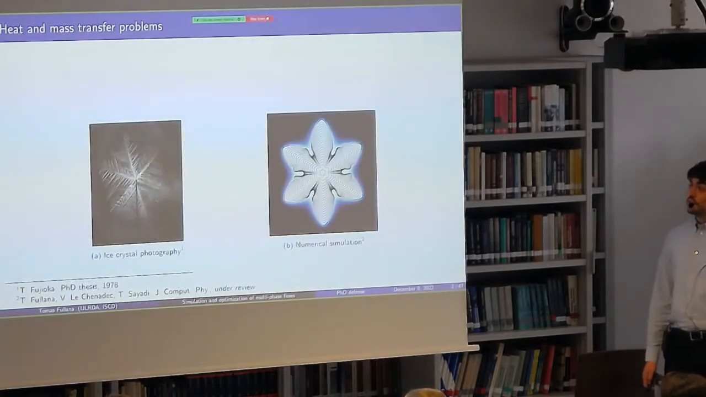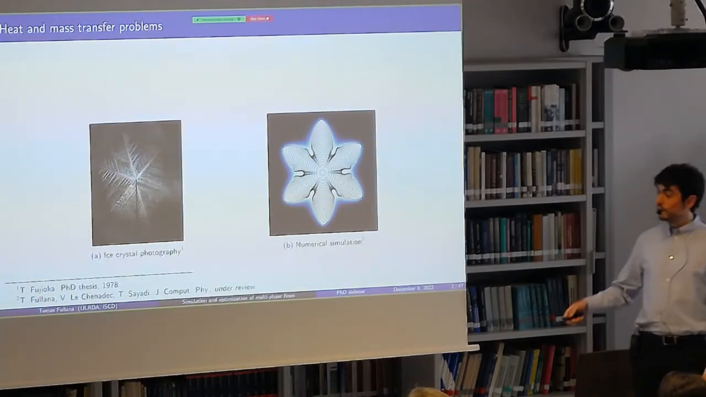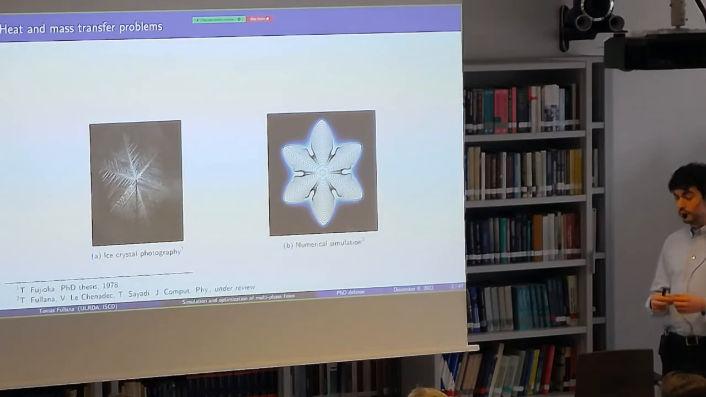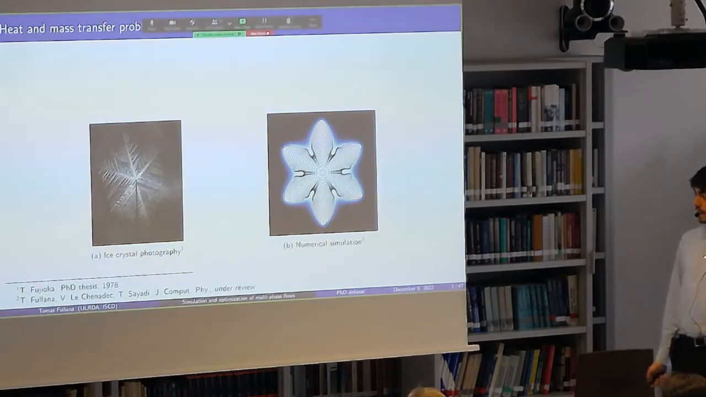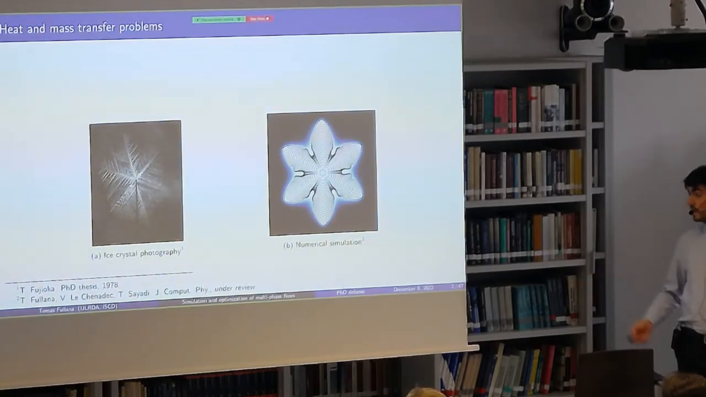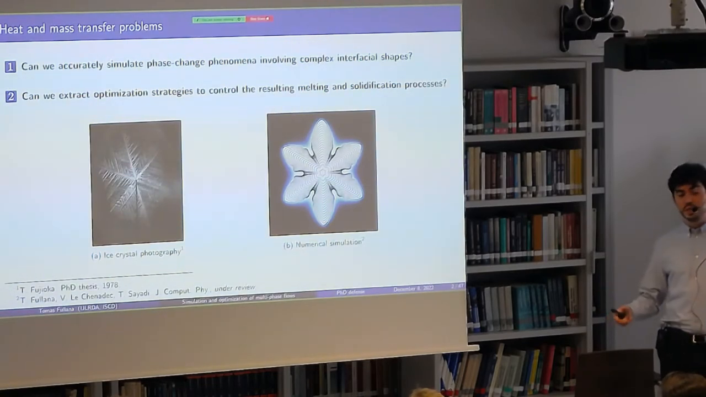During the course of this PhD, we studied two different systems. In one, we have phases, typically a liquid and a solid phase, either melting or solidifying. On the left here, you can see a photograph of an ice crystal growing in an undercooled liquid bath, where you can see the symmetric branches growing due to the anisotropic effects. And on the right, you can see the corresponding numerical simulation that we are able to do for the same physical setup. So the questions we want to address here are, first, can we accurately simulate those phase change phenomena involving complex interfacial shapes? And the second one is, can we control the motion of the interface, or at least the final shape of the interface, by deriving an optimization procedure?